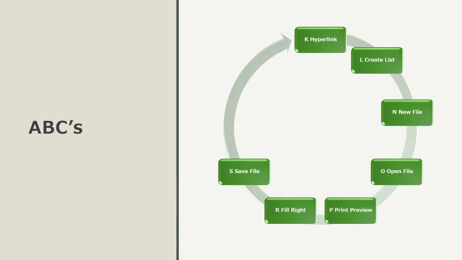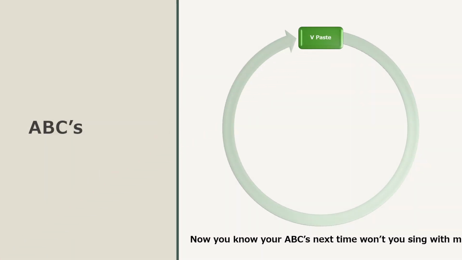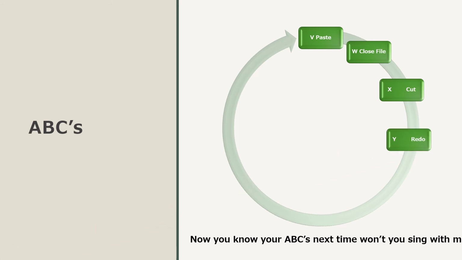If I press Control S, I can save my file, and Control T, I can create a table. And if I press Control U, that cell or range of cells I have selected will become underlined. If I press Control V, I can paste, and Control W, I can close the window or file. If I press Control X, I can actually cut, and Control Y, I'll redo what I've undone with Control Z.